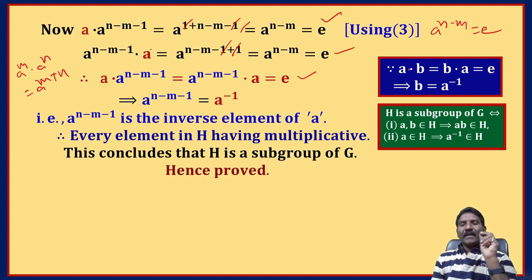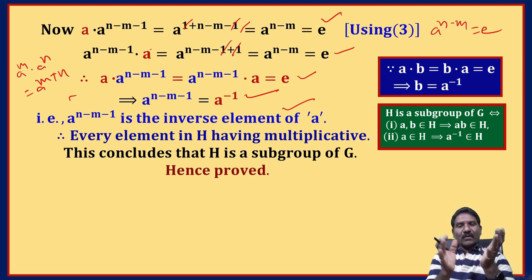We know that a dot b equal to b dot a equal to e gives b equal to a inverse. That is the inverse property. So here a power n minus m minus 1 is equal to a inverse. So a belongs to H, and a inverse also belongs to H. A power n minus m minus 1 is the inverse element of a. That means every element in H has a multiplicative inverse. Satisfying closure and inverse, we say that H is a subgroup of G. This concludes that H is a subgroup of G.